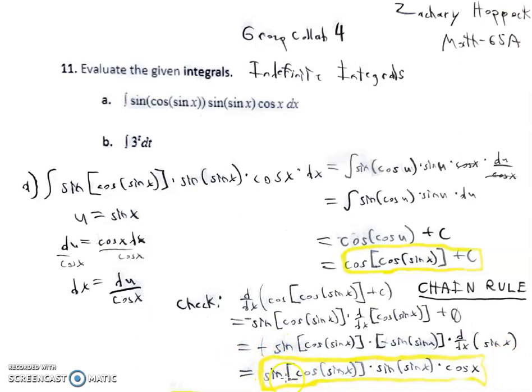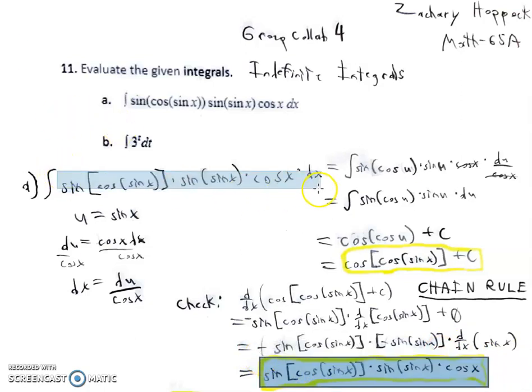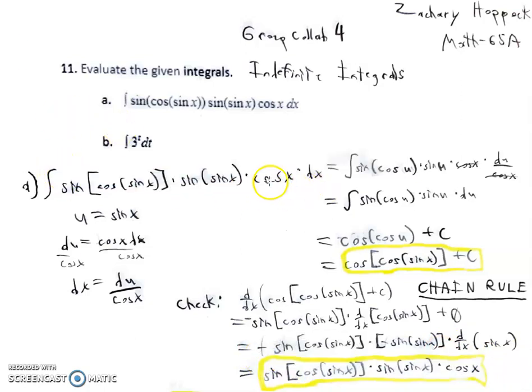You have sine of cosine of sine x over here, which goes right here, and then you have sine of sine x, which goes right here. And then when you take the derivative of sine, you have cosine x, and this matches up with the original integrand. So that's my check on part A.